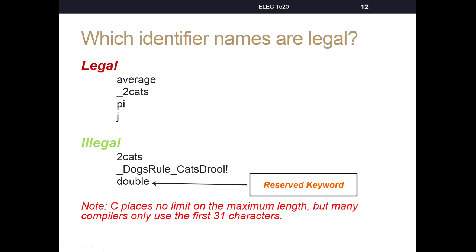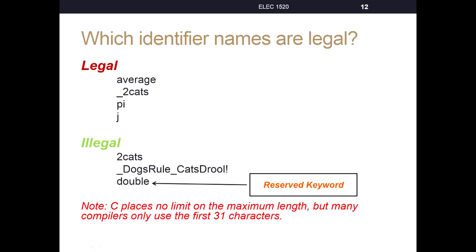You may have a number anywhere in the identifier name except for the beginning, so this is legal. Pi is another legal one. We don't have a constant defined by the C language, pi, so you can use that as an identifier name. You can have your identifier names be very short, so just the letter J is also legal.